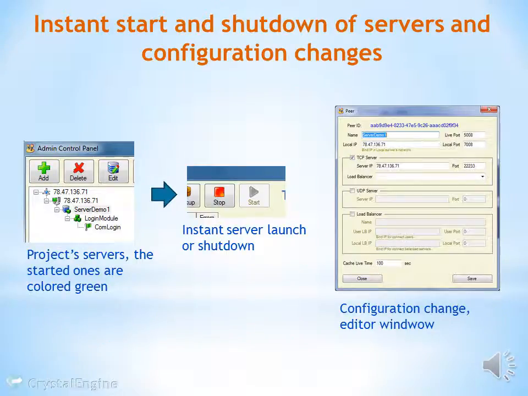Launch and shutdown of servers is instant and is done with a single button. Monitoring of the servers, module and command is done in the admin.cp utility, which represents the server tree. Changing the server configuration is also very easy. Just open an editor, change the desired parameters and restart the server. The same procedure is used without concern for geographic considerations.